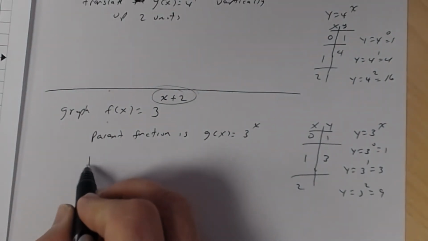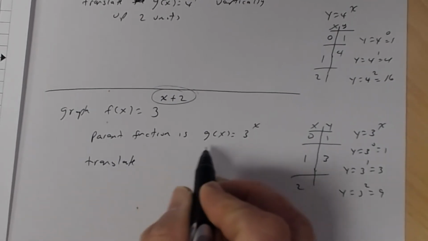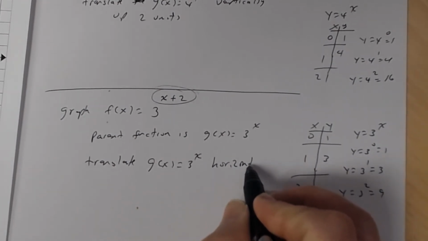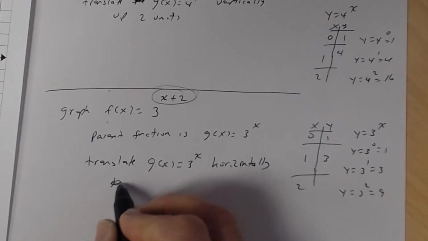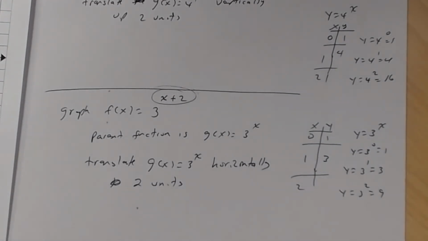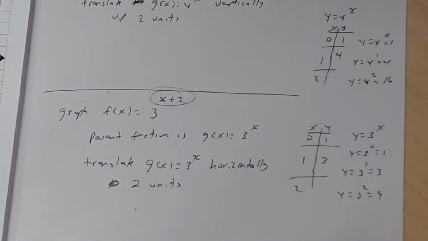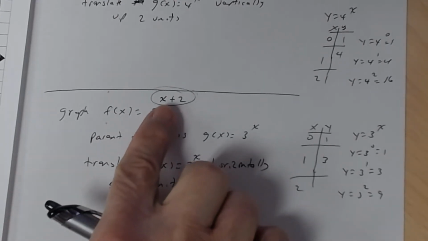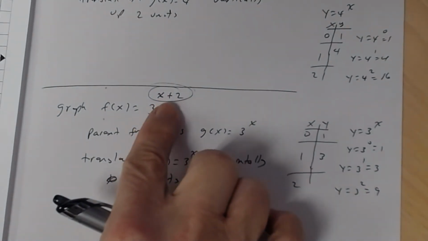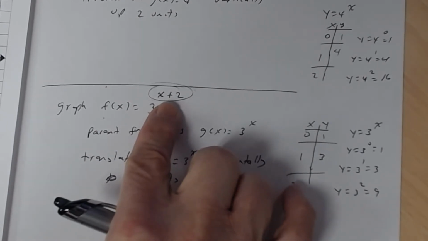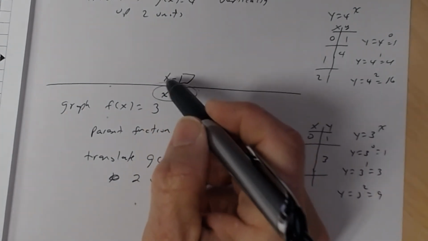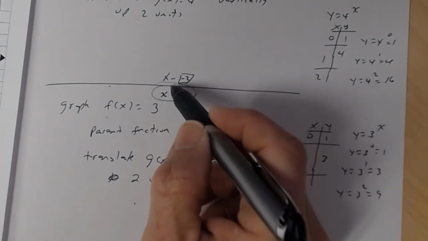You're going to say translate the parent function horizontally 2 units. Now let's talk about 2 units because it's 2 right here. But here's where the confusion is for some people. They don't know whether it's 2 units to the right or 2 units to the left, because if you're not careful, you're going to say it's 2 units to the right because you see a plus 2. But remember, with the horizontal, you got to think counterintuitive. It's really 2 units to the left because the exponent has to always look like this, x minus a number. So x minus a negative 2 is the same thing as saying x plus 2.